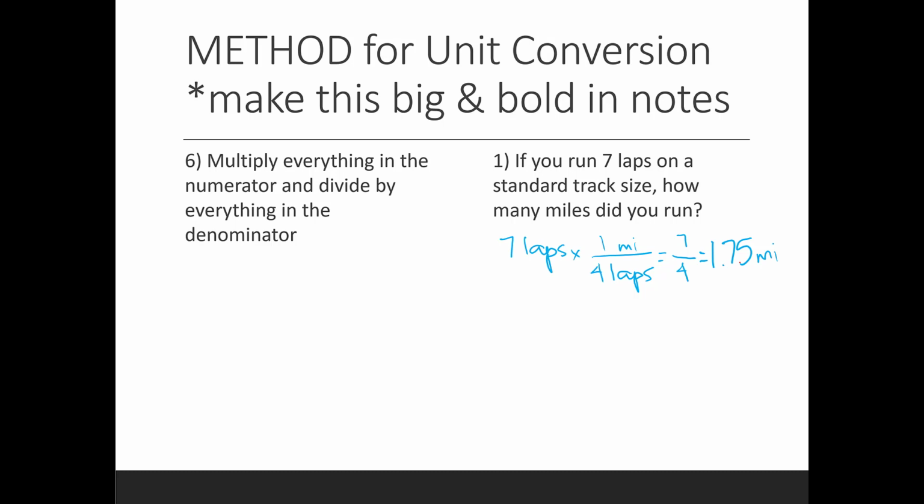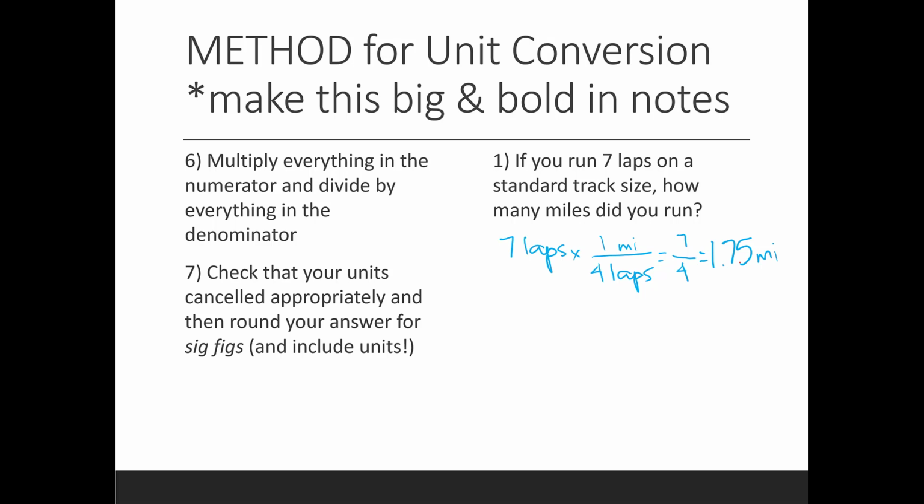So after we've multiplied and divided everything, we check that our units canceled appropriately. So let's see, laps is on the top and laps is on the bottom. So those both canceled out. The only thing I'm left with is miles, which is perfect because I ended up in miles. Then I need to round my answer for sig figs and include units. I already included units. Now let's talk about sig figs.